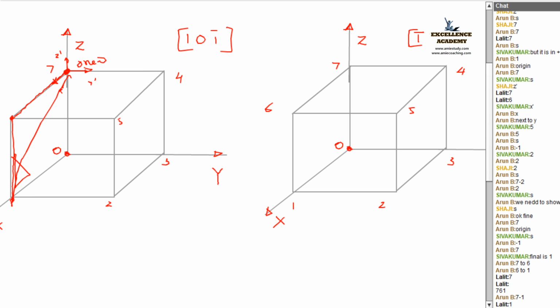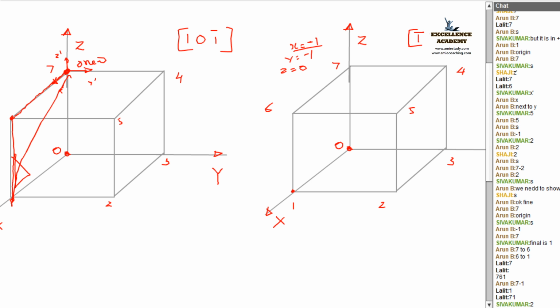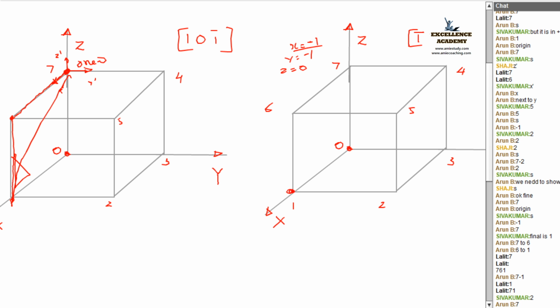Where is my new origin? Okay, x is equal to minus 1, y is equal to minus 1, z is equal to 0. First of all, you have to shift the origin through the x-axis. Where is that point? 1. Again, y is equal to minus 1, right? Again, what do I have to do? From this point, I have to shift the axis towards the y-axis. So this will be the new origin. Can all of you agree with that?